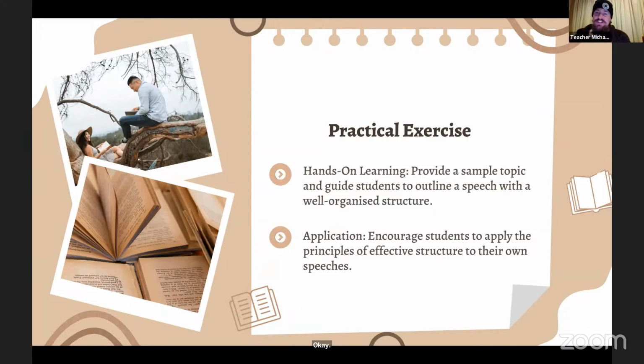No, so this is just an activity that you can do for yourself. This is more like just teaching yourselves how to prepare a speech.